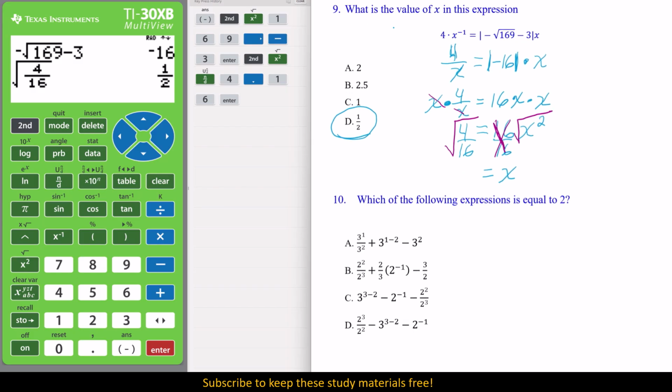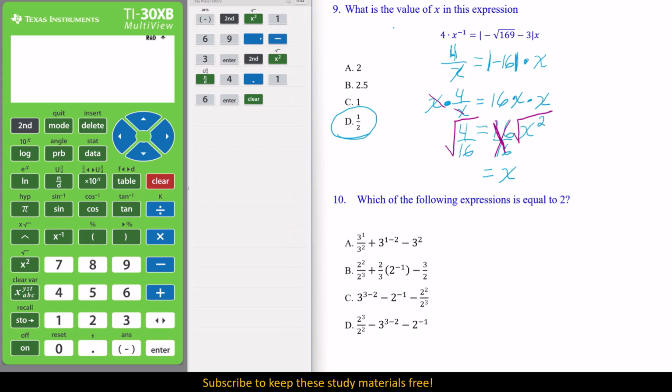Number 10. Which of the following expressions is equal to 2? We're just going to have to pop that in, each one of those. I mean, I can see just by eyeballing, there's a couple of situations that simply do not, I can tell they're not going to be 2. Let's do it. Yes, it's going to be a process, but it's a lot quicker to put them in the calculator than it is to sit and try to do this all by hand. Okay, so let's set up a fraction.